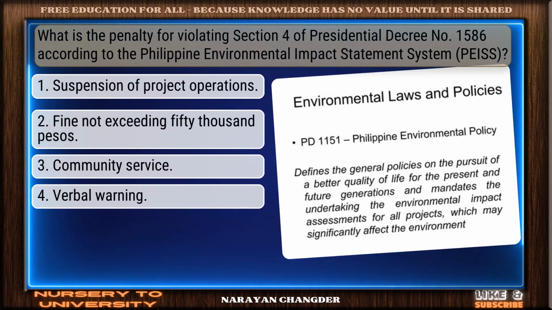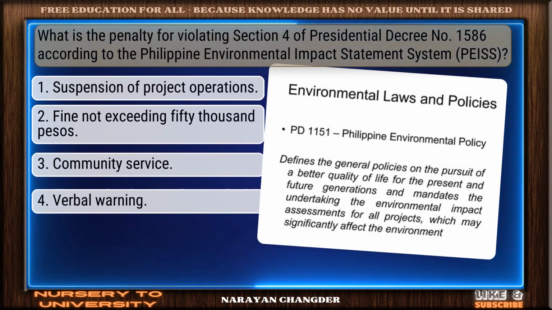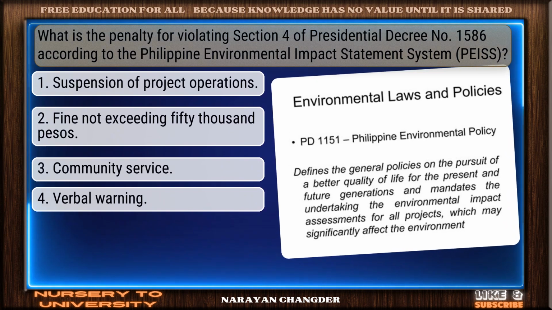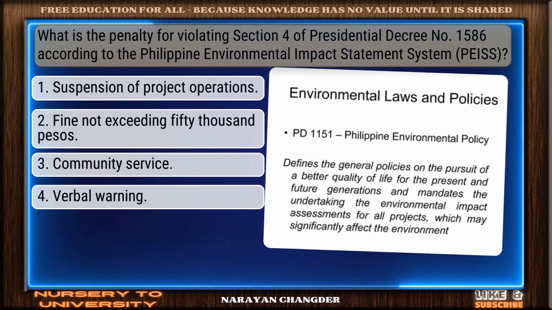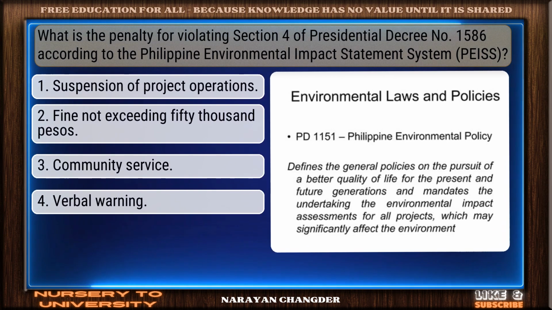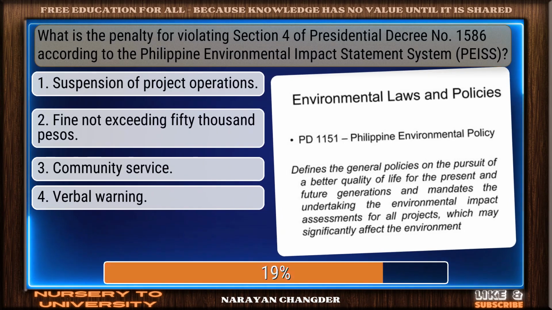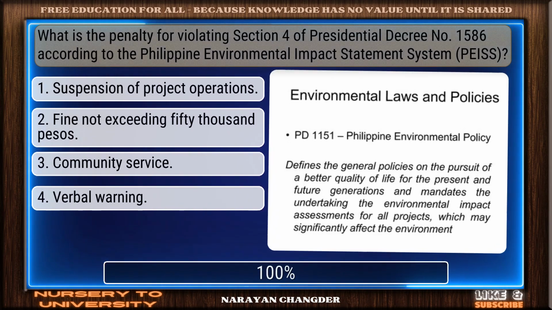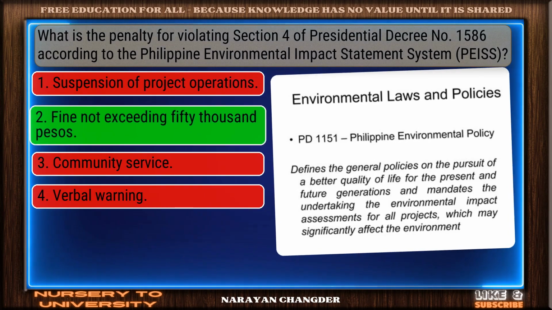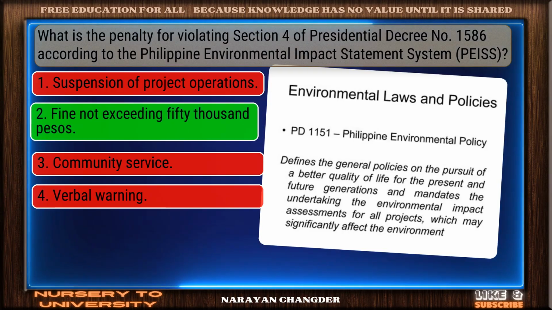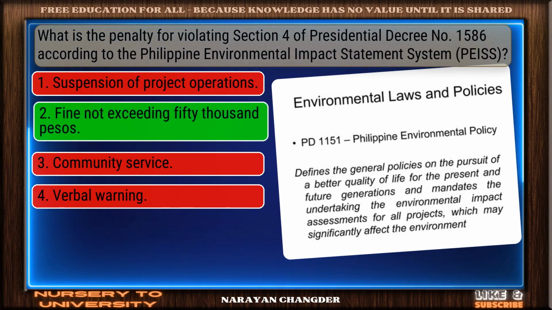What is the penalty for violating Section 4 of Presidential Decree No. 1586 according to the Philippine Environmental Impact Statement System? Well done. Fine not exceeding 50,000 pesos is the right choice.